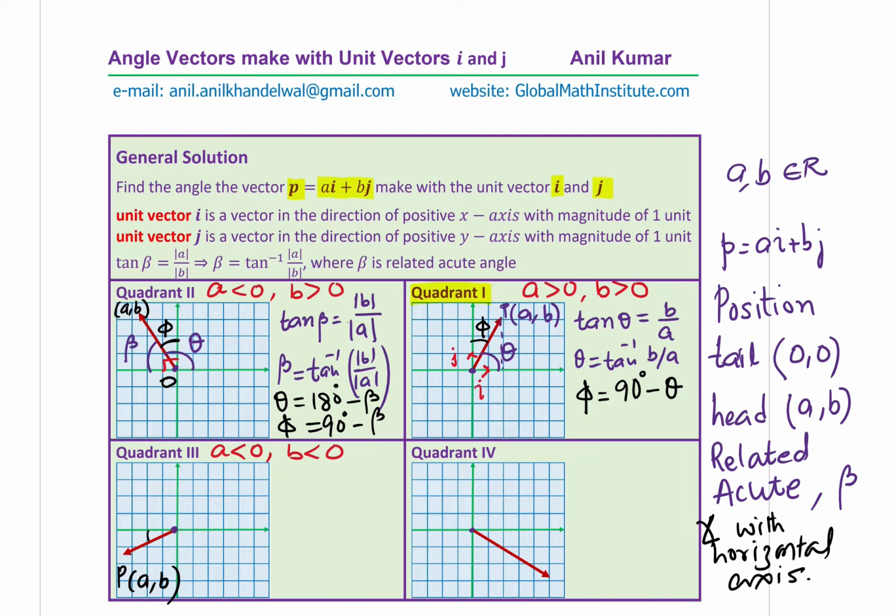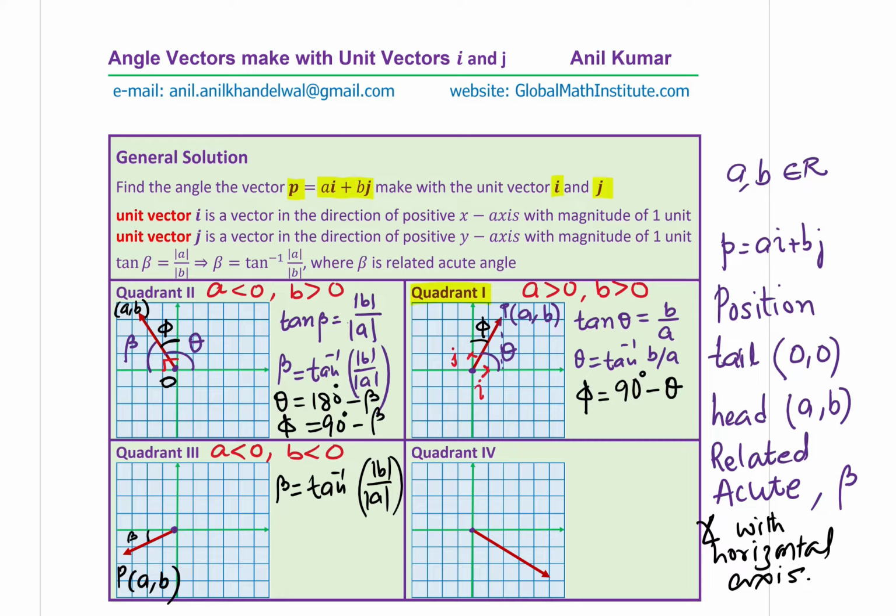Let us say this angle here is the related angle beta. So we'll find tan inverse of B over A. That is to say, first step, as we did earlier, we'll find the angle beta, which is equal to tan inverse of absolute value of B over absolute value of A. Perfect. That is the tangent of this angle.